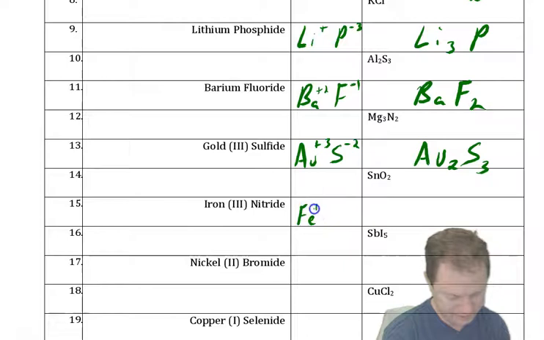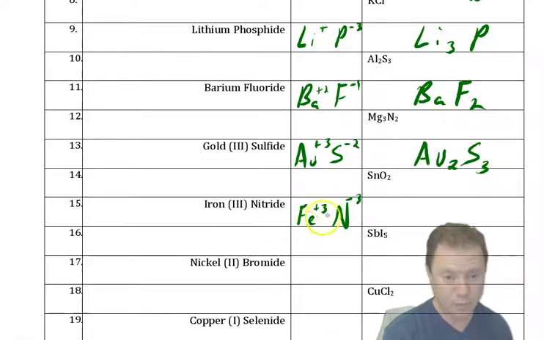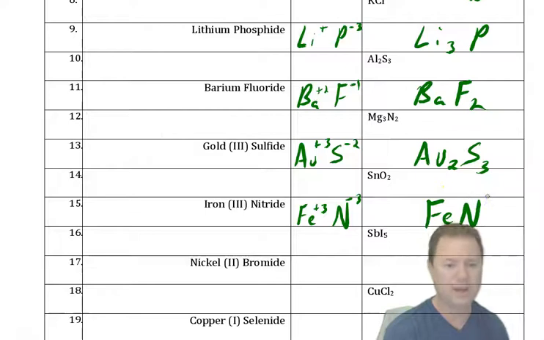Iron 3 nitride. Iron is Fe, it's +3, it's given. Okay, you just had to know that iron is Fe. Nitride comes from nitrogen, which is -3. What do I have to do here? A 3 and a 3 meet at 3. They're already there, and it is good to go. It's already neutral at a 1-to-1 ratio there, FeN.